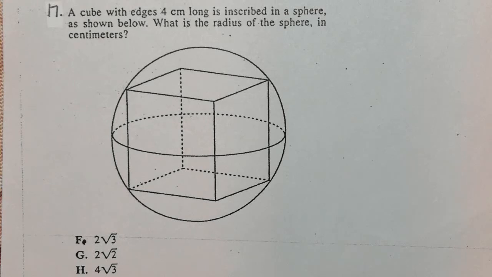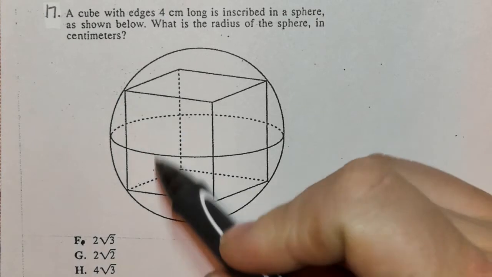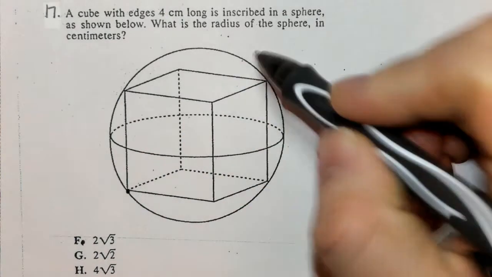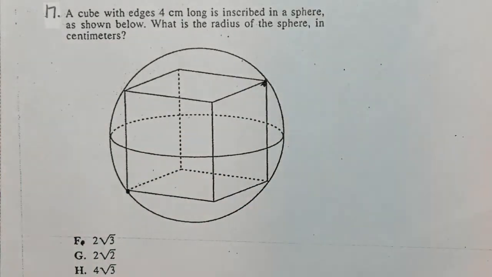A cube with edges 4 centimeters long is inscribed in a sphere as shown. What is the radius of the sphere in centimeters? So to figure this out, I'm going to go from this angle to this angle.